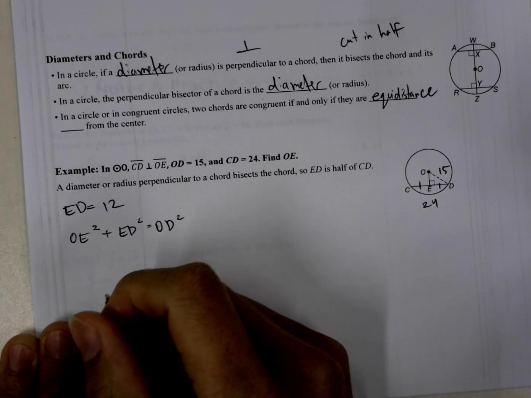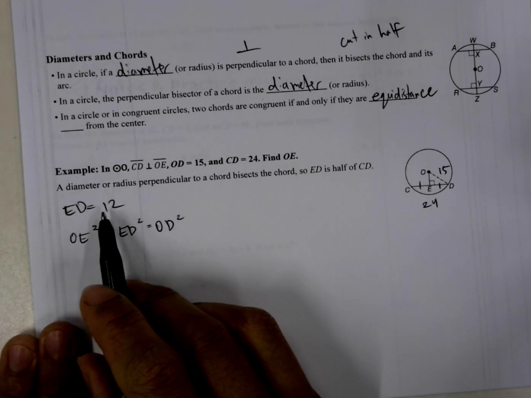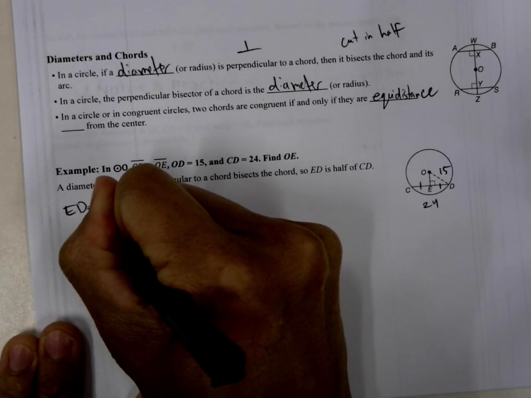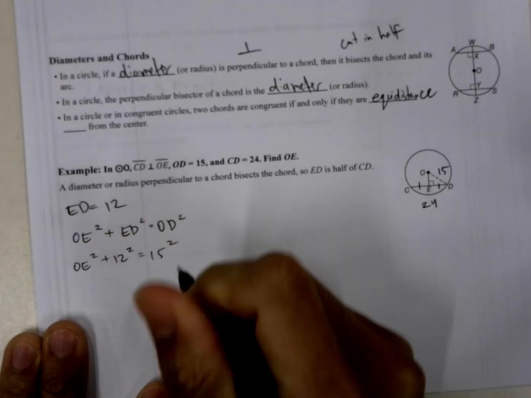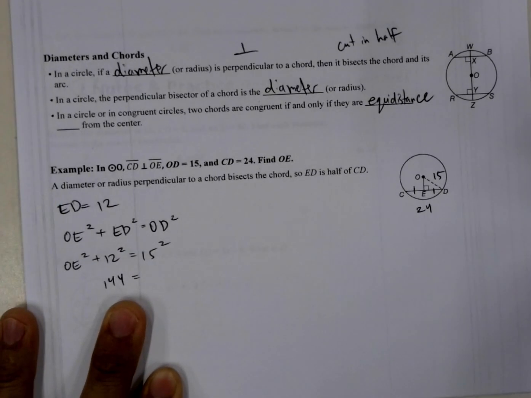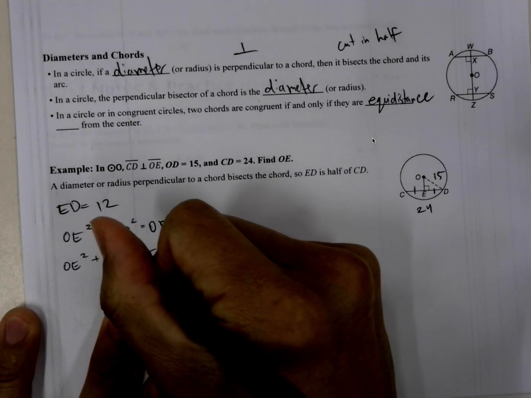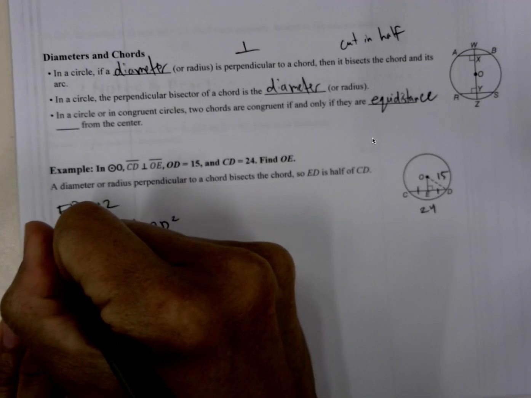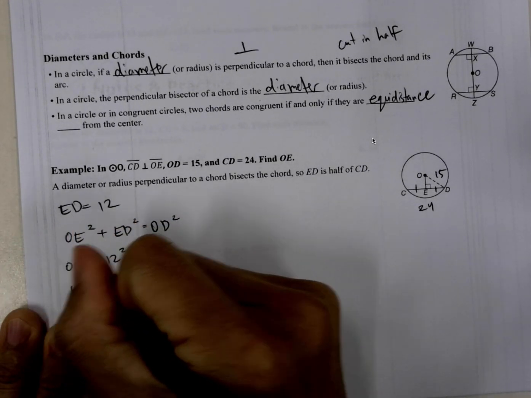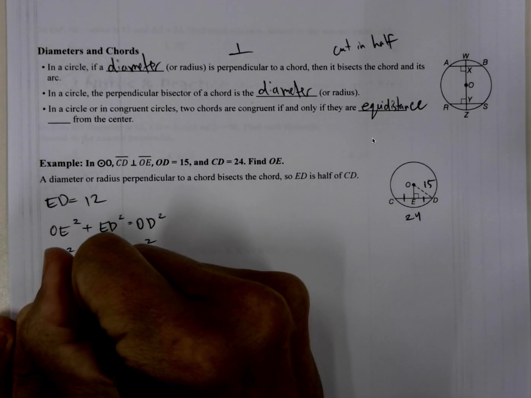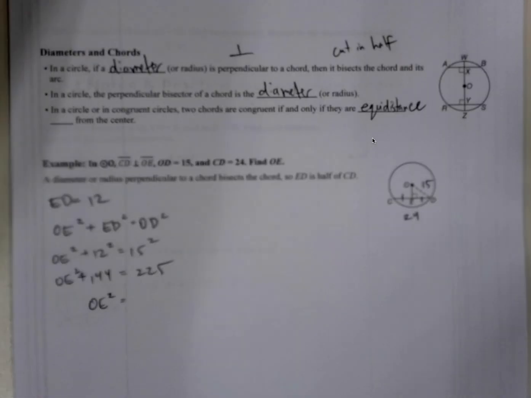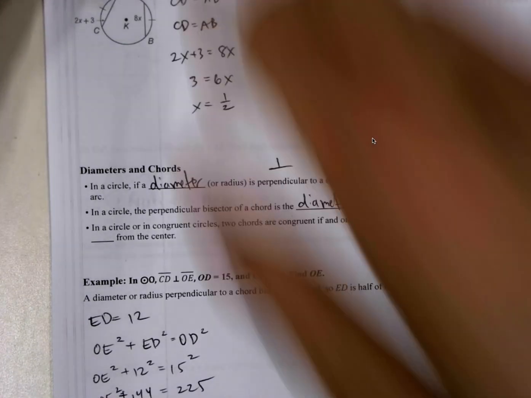And then we'll go ahead and plug in what we have to work with. So we have ED is 12. So we're going to say OE squared plus 12 squared is equal to 15 squared. This is 144. 15 squared, I believe, is 225. Yeah, I think I'm right. So 225. And then we're going to have an OE squared. This is a plus, so we'll subtract 144 from both sides. So we get OE squared is equal to, oh, I really do need a calculator here.